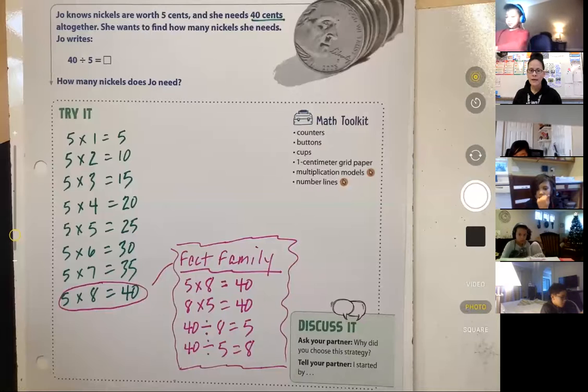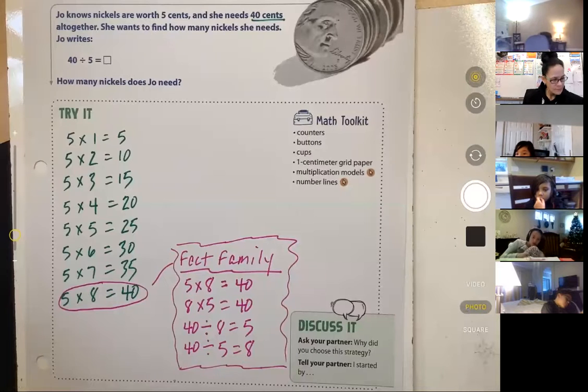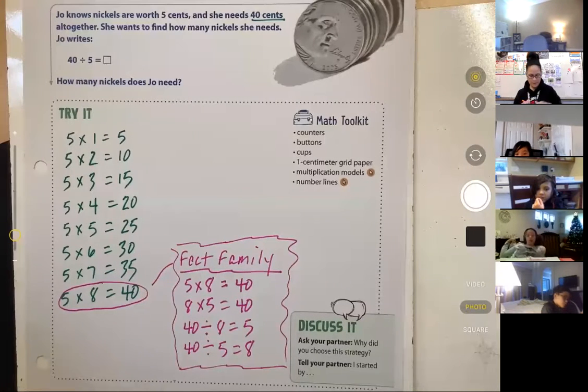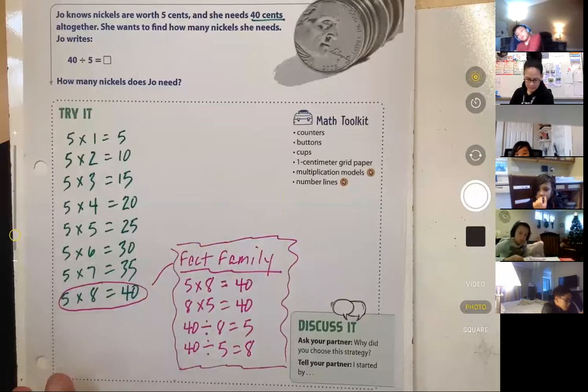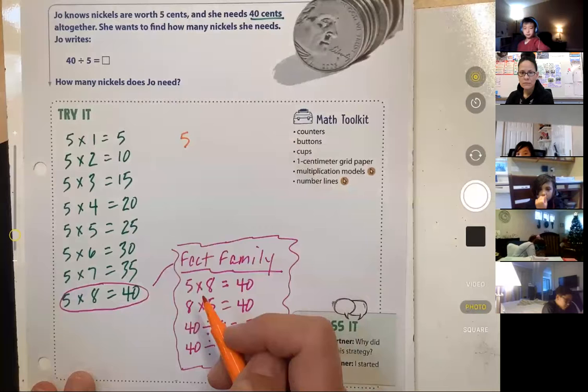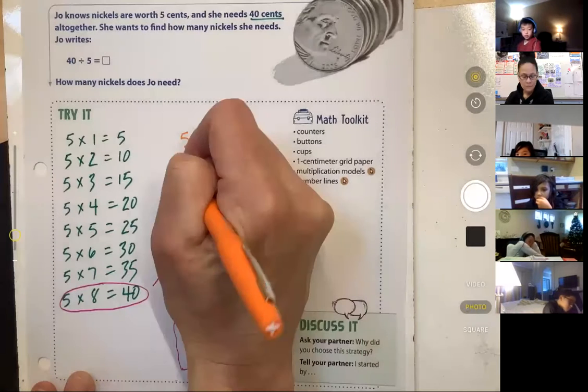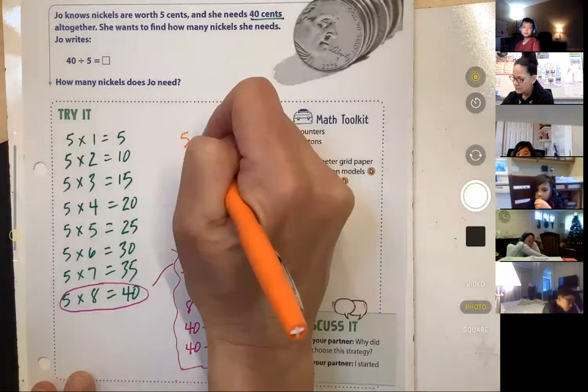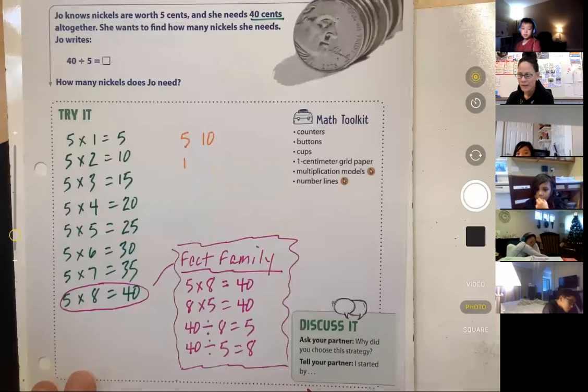There is another way that we could approach this. I do want to show this to you as well. Remember, there are many, many ways that we can model. So we could also do this. We know that Jo needs 40 cents. So we could say, okay, I'm going to start with 1 nickel, 5 cents. That's a nickel. And then forward counting, or skip counting by 5s, that's 2 nickels.